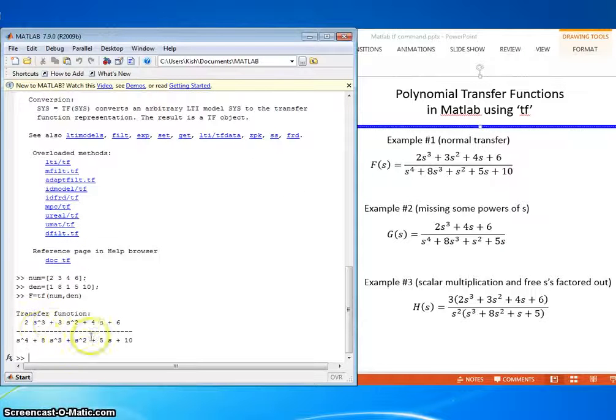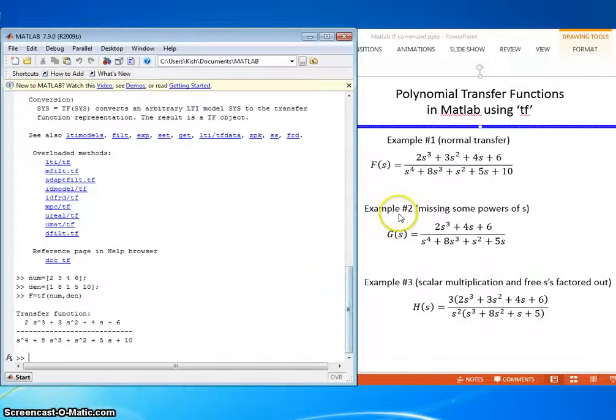And there it is. It should exactly match what the function is over here. It's a good way to check it, right? 2s cubed plus 3s squared plus 4s plus 6, that checks. S to the fourth plus 3s cubed plus s squared plus 5s plus 10, and that checks.